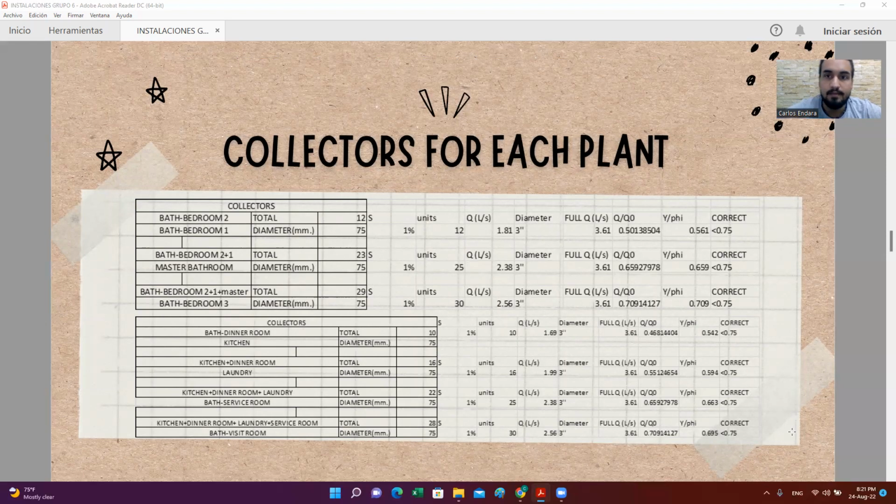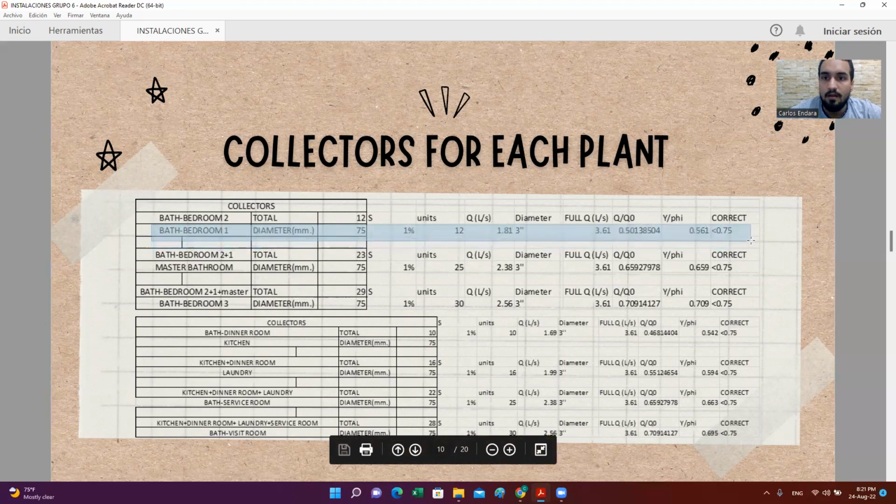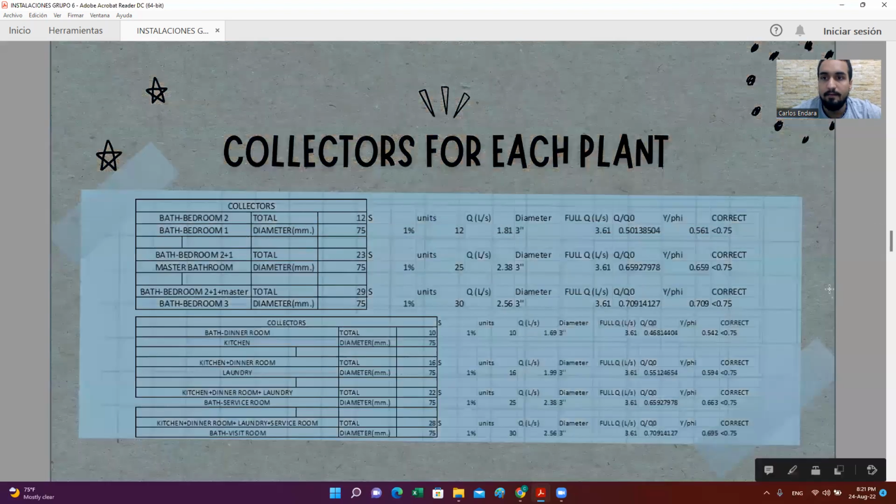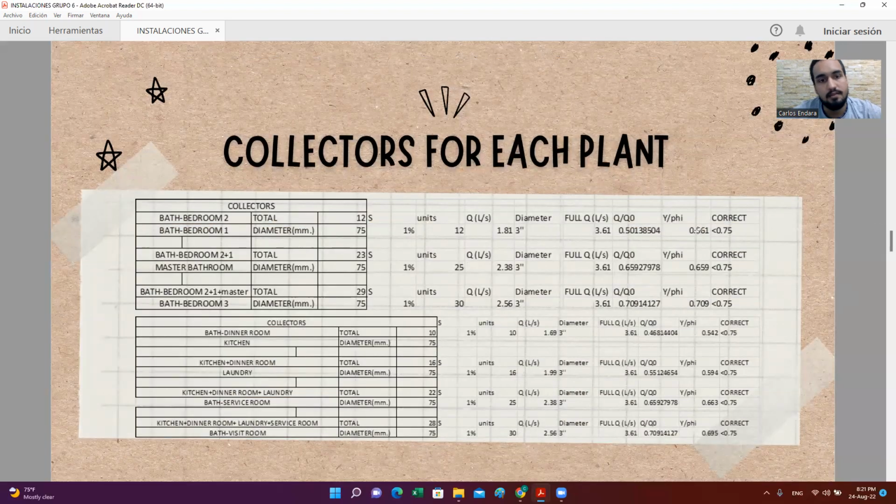For example, we can see here that for the room of bathroom one, the relationship ended at 0.561, which is less than 0.75, the maximum. So this is correct. And for each room, as long as we are collecting more units, it also depends on the accumulative units.